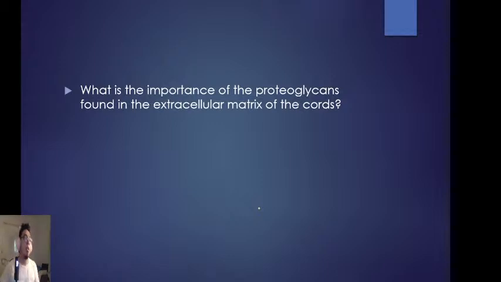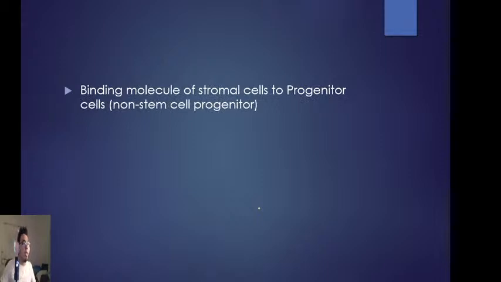The importance of proteoglycans, which are found in the bone marrow, is that they are capable of binding to stromal cells, to progenitor cells, non-stem cell progenitors. So they bind to stromal cells, to progenitor cells. They are basically non-stromal in nature.